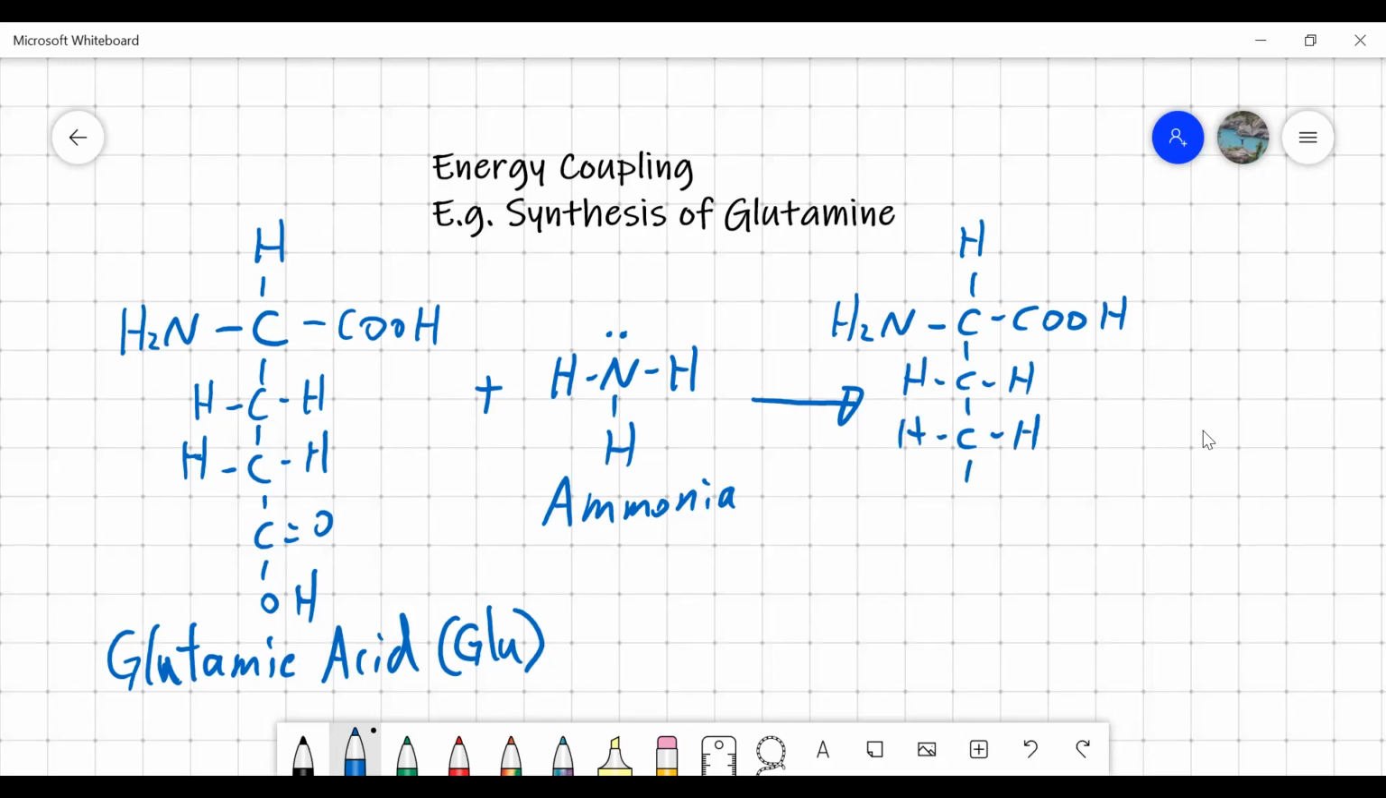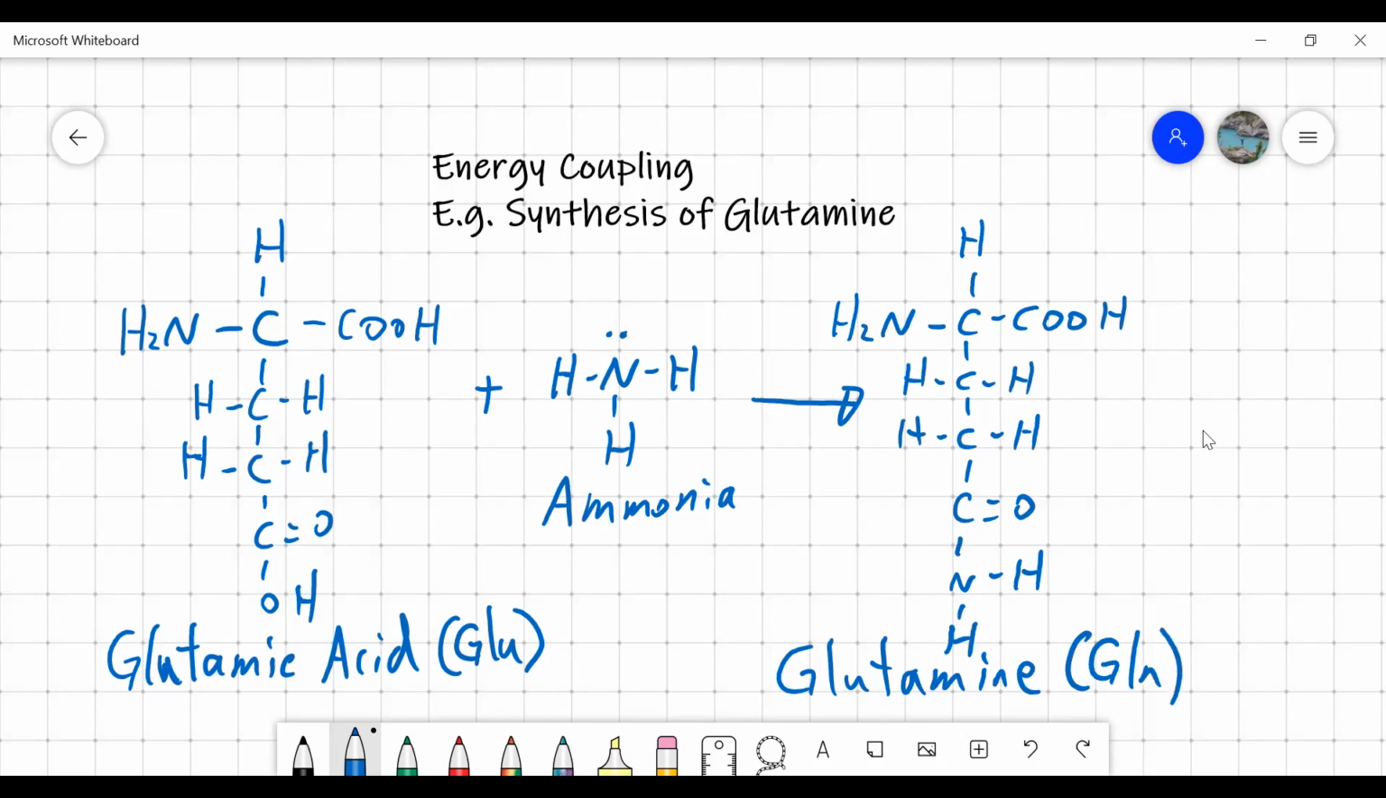All right, so that amine group ends up on the bottom, and your glutamine looks something like this. Okay, so this is glutamine, and the abbreviation for glutamine is GLN, by the way. So it looks something like this. This is not a completely balanced reaction. I'm going to balance it for you.